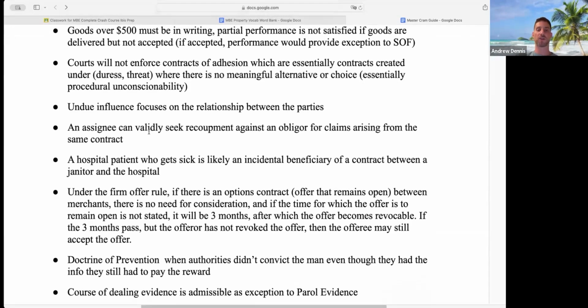Courts will not enforce contracts of adhesion. And what's a contract of adhesion? Essentially, contracts created under duress or threat where there's no meaningful alternative or choice. So essentially, procedural unconscionability.